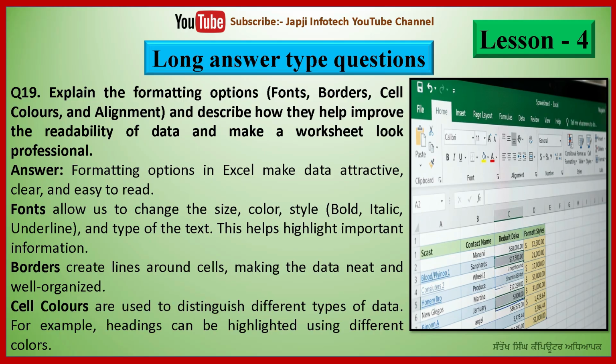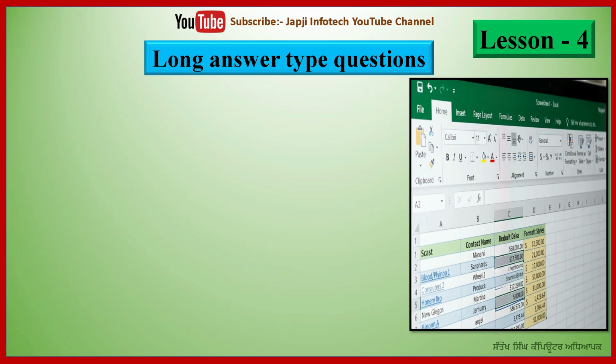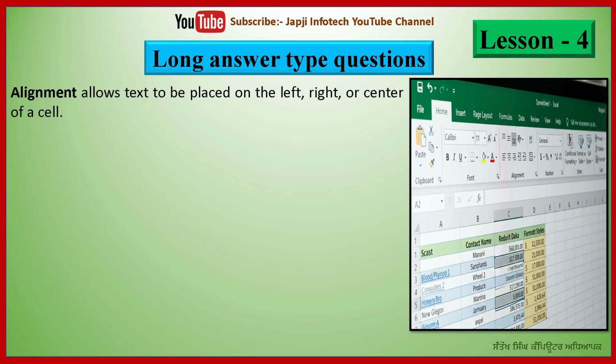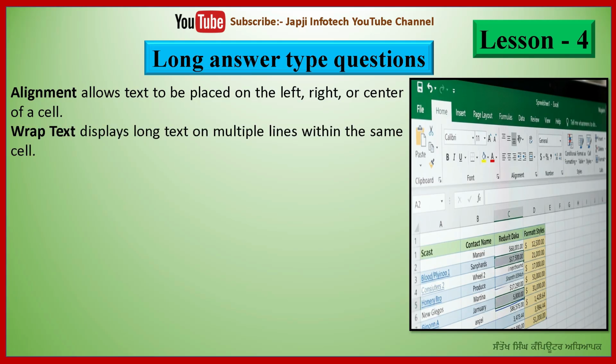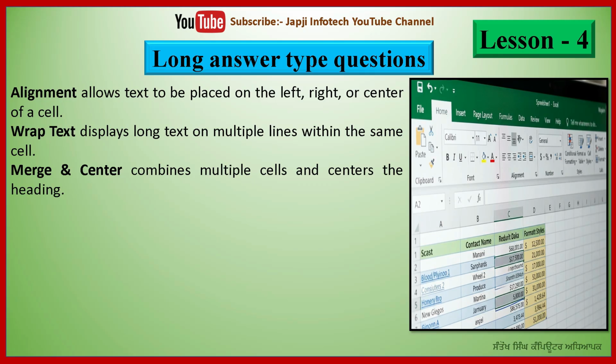Third one is cell colors. Cell colors are used to distinguish different types of data. For example, headings can be highlighted using different colors. Fourth one is alignment. Alignment allows text to be placed on the left, right or center of a cell. Next one is wrap text. Wrap text displays long text on multiple lines within the same cell. Next one is merge and center. Merge and center combines multiple cells and centers the heading.